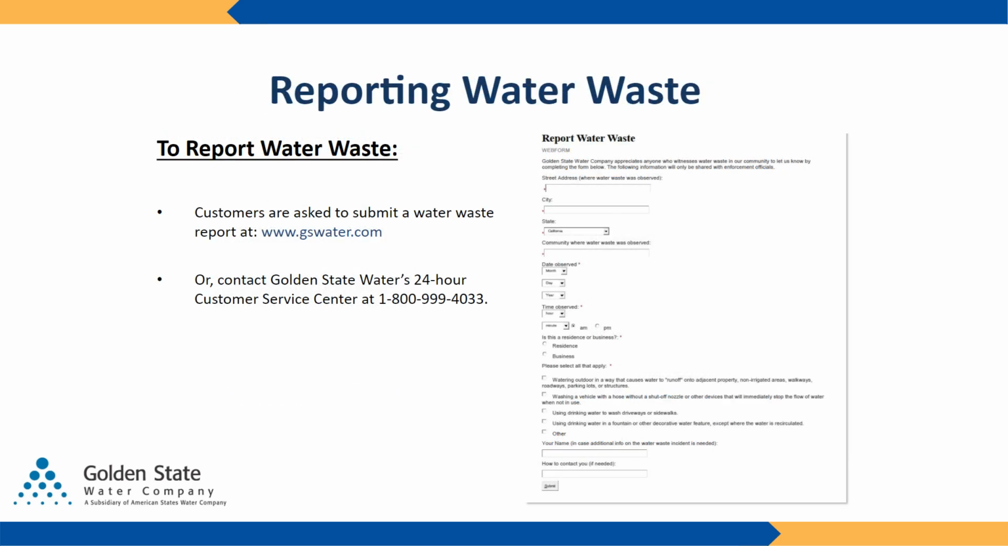We all need to take an active role in saving water. If you observe that water is being wasted, you are encouraged to report water waste on our website or by calling the Golden State Water Company's 24-hour customer service center at 1-800-999-4033.